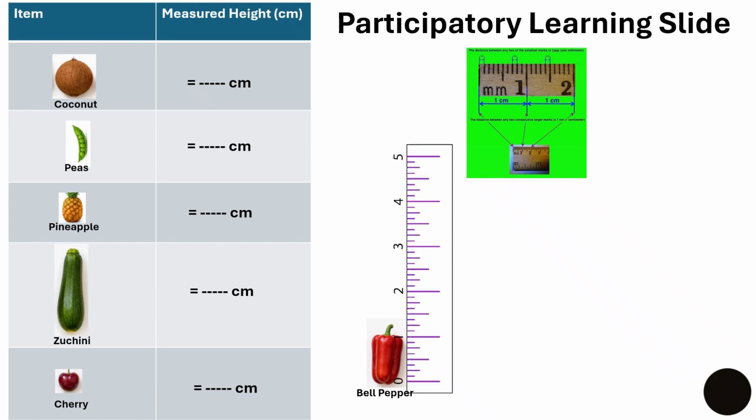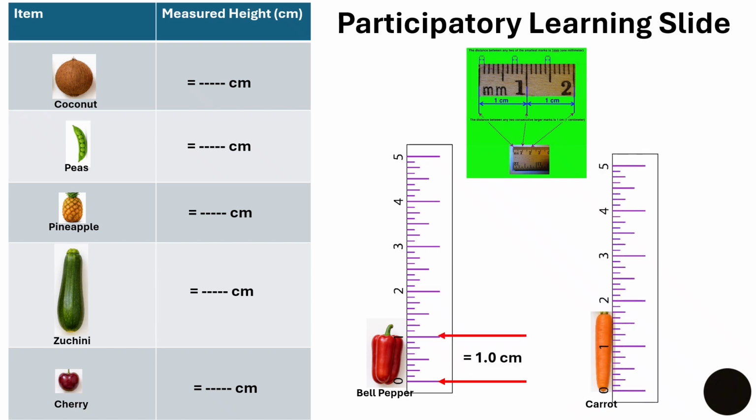For example, a bell pepper is only 1 centimeter, you can see, but a carrot is 1.75 centimeters.